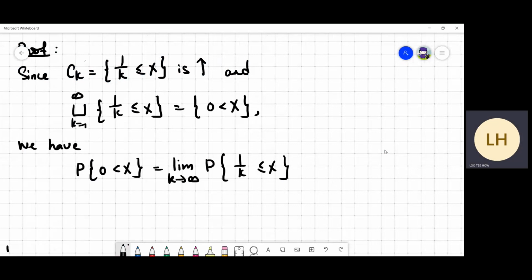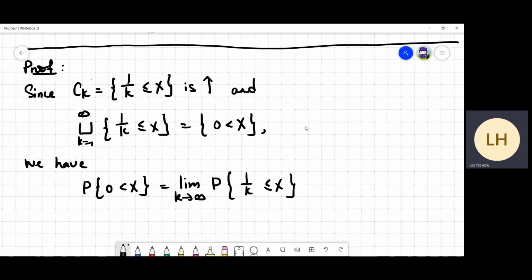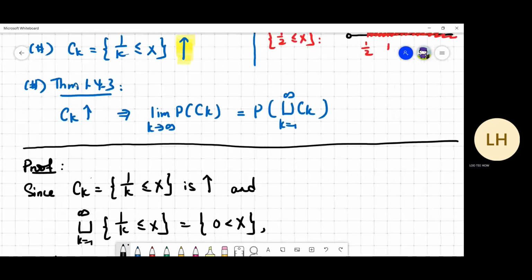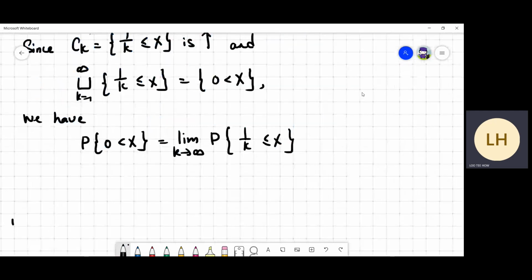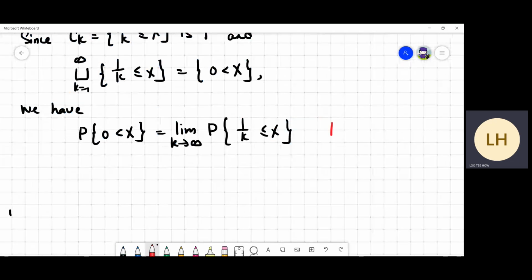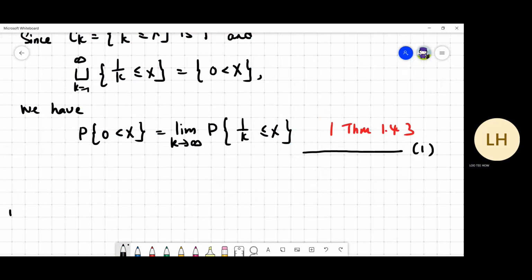Okay, so how do we get this statement? This is actually the last observation here. That is, we are applying theorem 1.4.3. So just as a remark, we are using theorem 1.4.3 over here. Okay, so let's say we stop here. Let's say we have a statement 1.